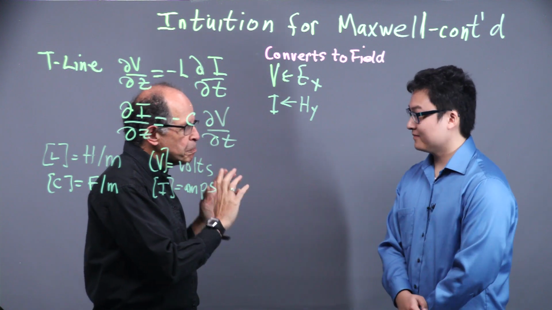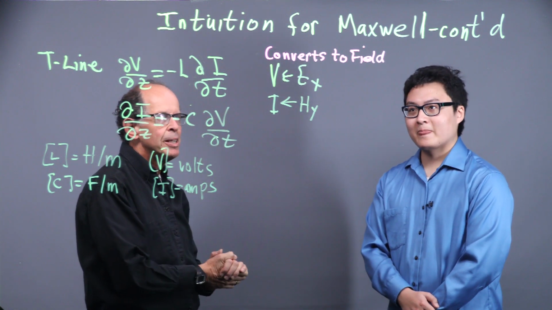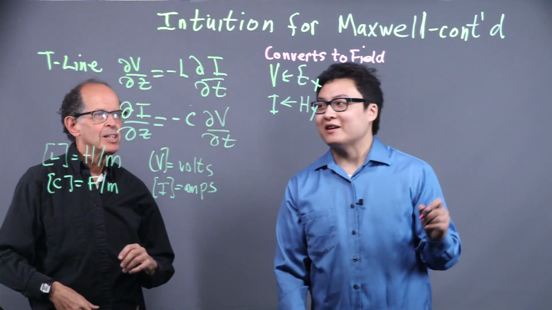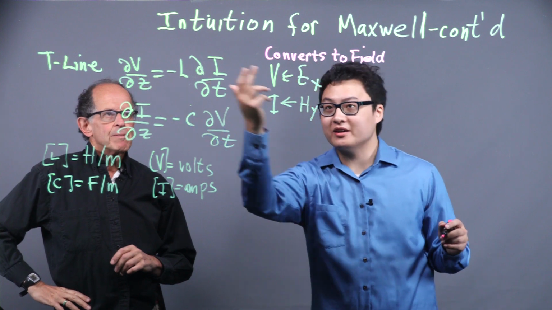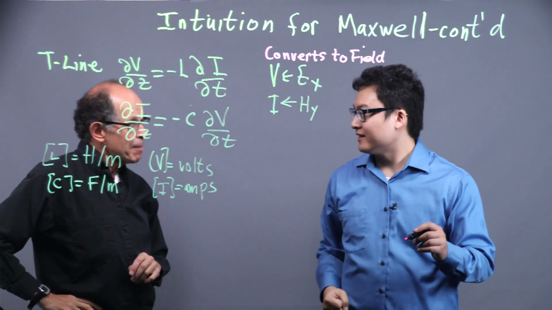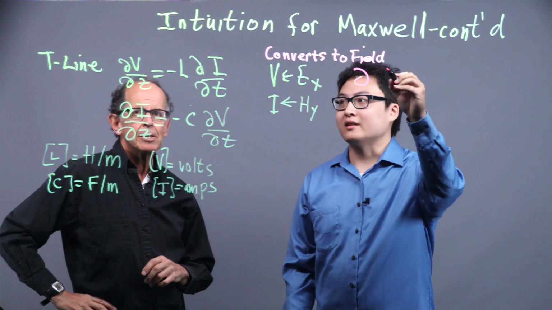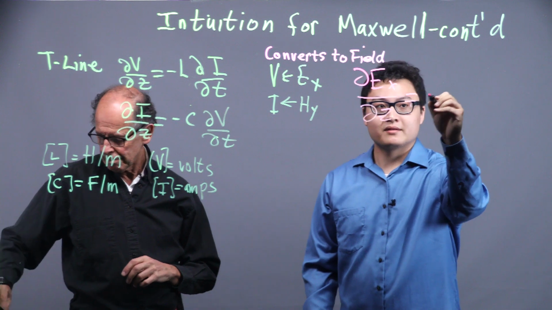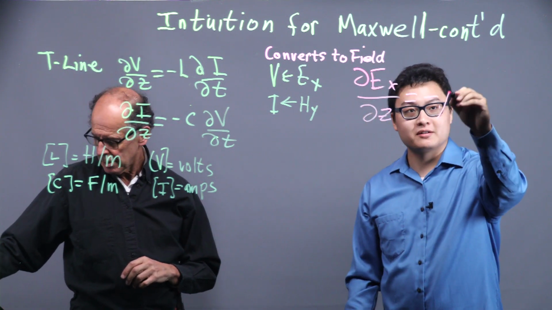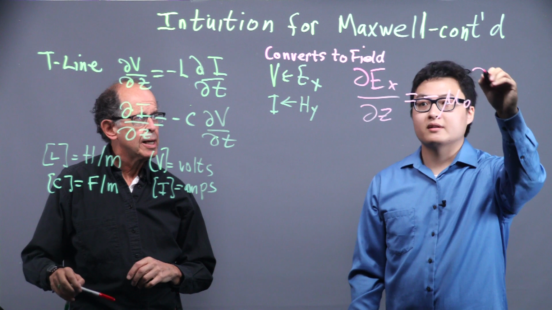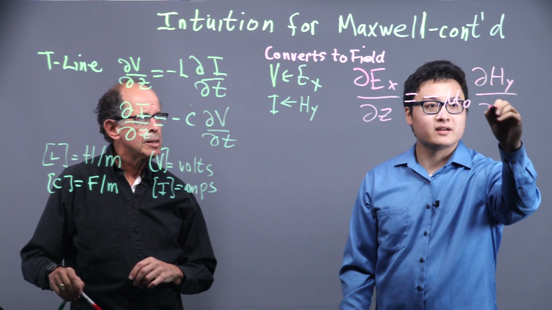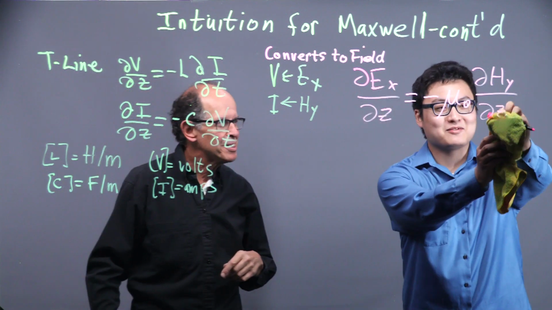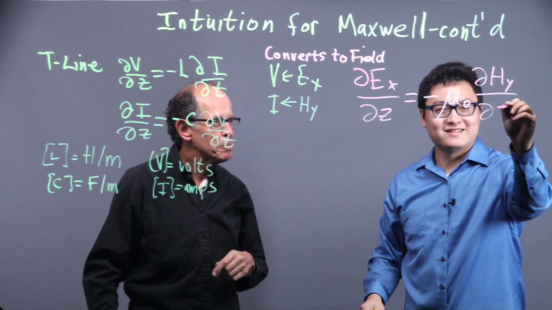Sam, can you put these now in terms of field equations rather than transmission line setting? I'm up for the challenge. Let's see, we start with replacing V with EX and I with HY. dEX/dz, and we replace L by mu naught, dHY/dt. Did I get this right? No, dt. Typo there. No, it's a T. Typo, righto. Put in the T.